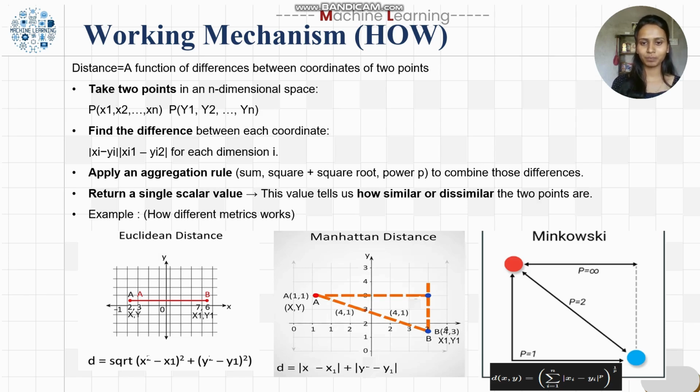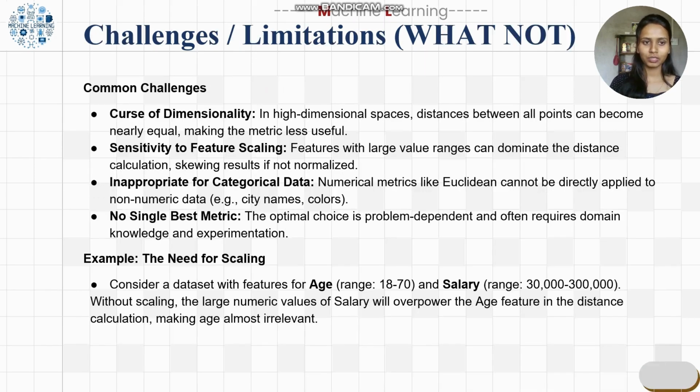In step 3, we classify it, meaning we define how similar or dissimilar the data points are. Based on that, we make clusters in KNN. So let's see what challenges we have to face. The first challenge is the curse of dimensionality. If there is an n-dimensional or high dimensional space, then the distance between all the data points becomes nearly equal. So this is one challenge.